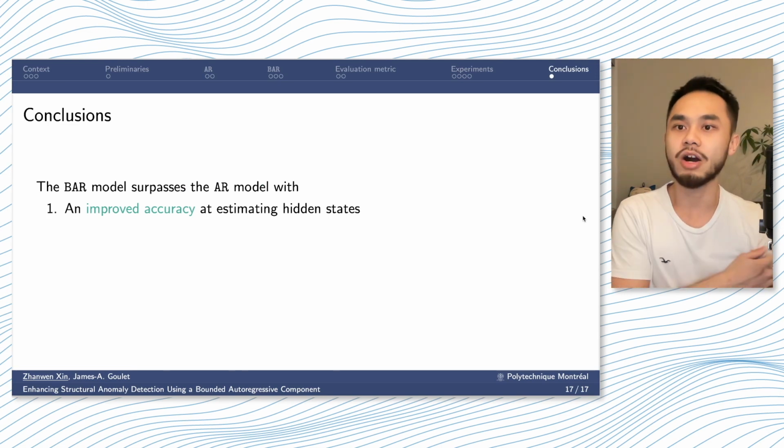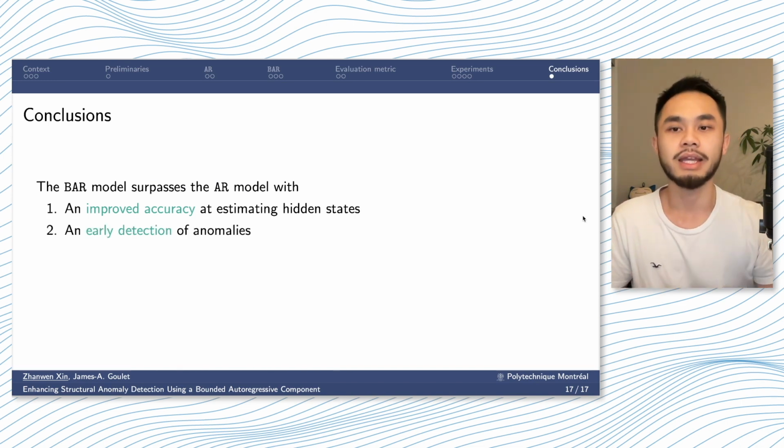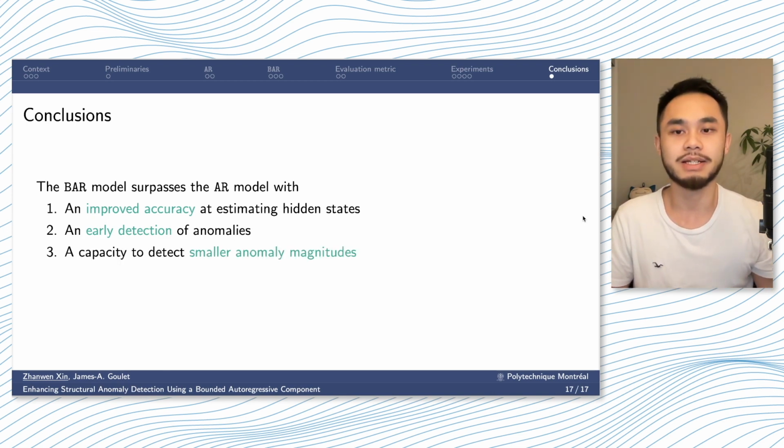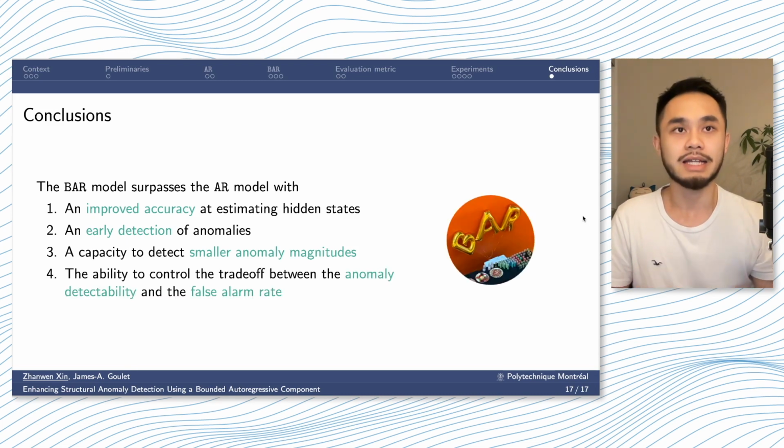To wrap up today's talk, the BAR model surpasses the AR model with an improved accuracy at estimating hidden states. It allows an early detection of anomalies, and it has the capacity to detect smaller anomaly magnitudes. And last but not least, it has the ability to control the trade-off between the anomaly detectability and the false alarm rates.